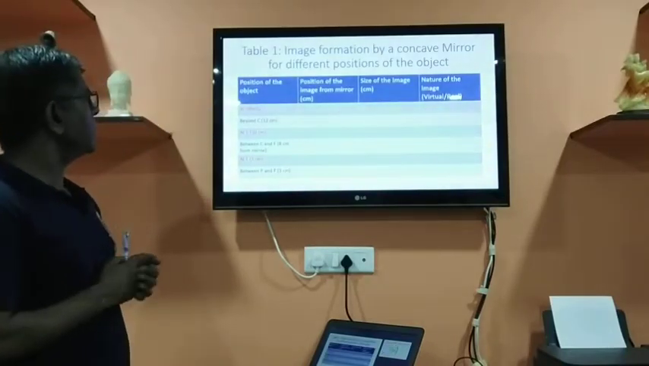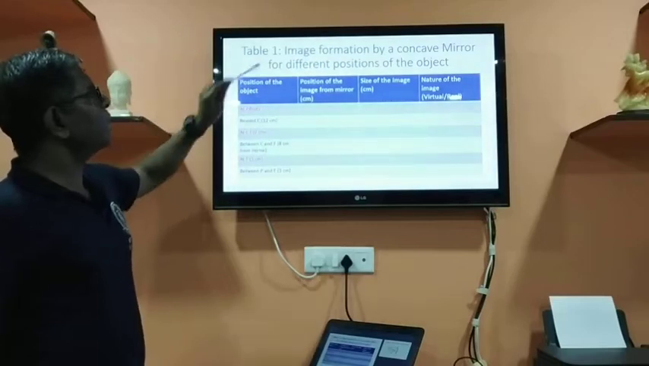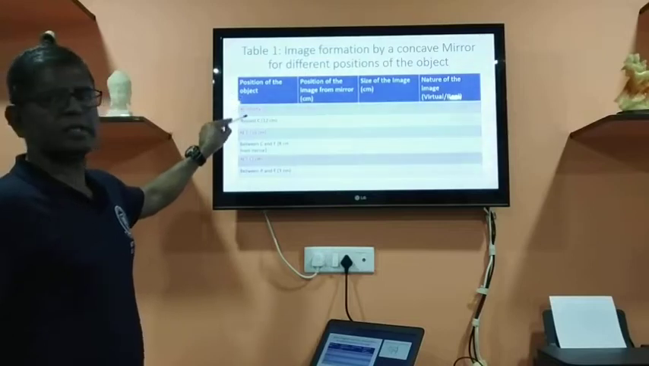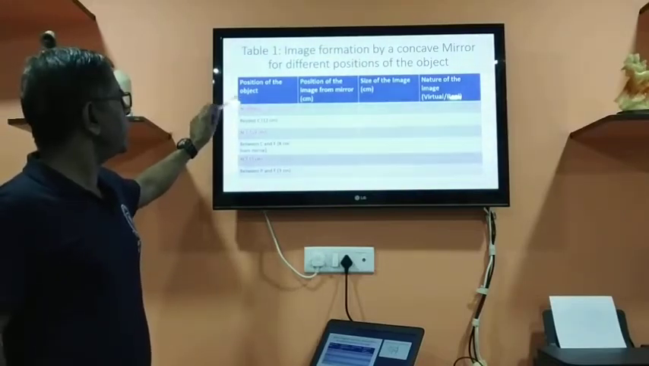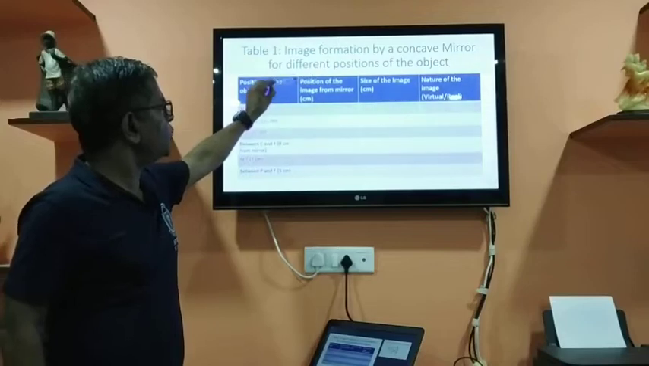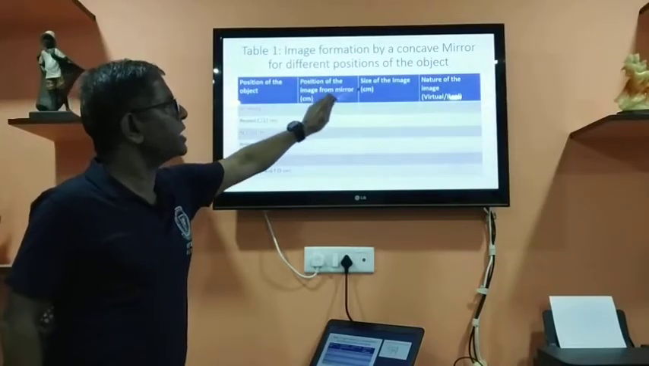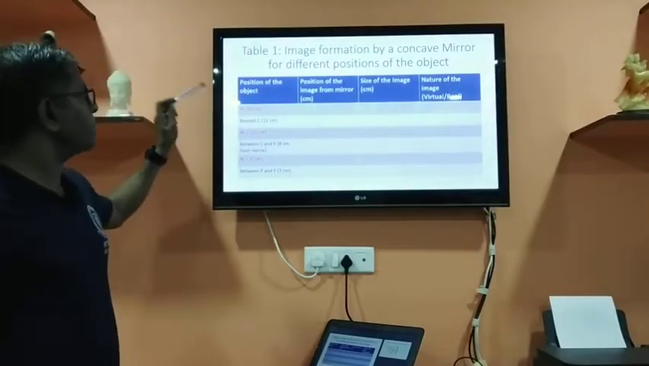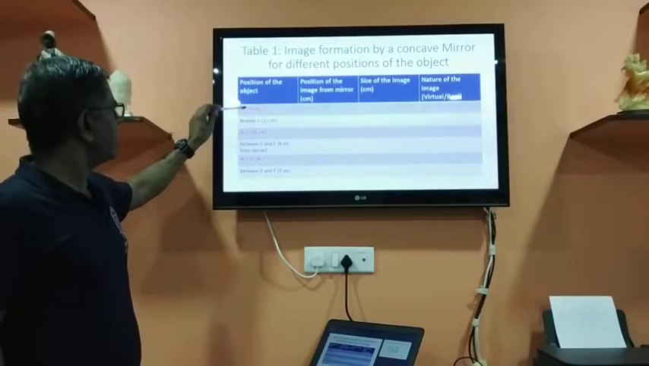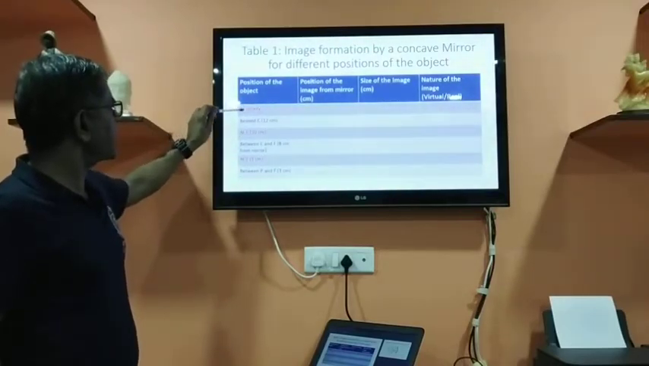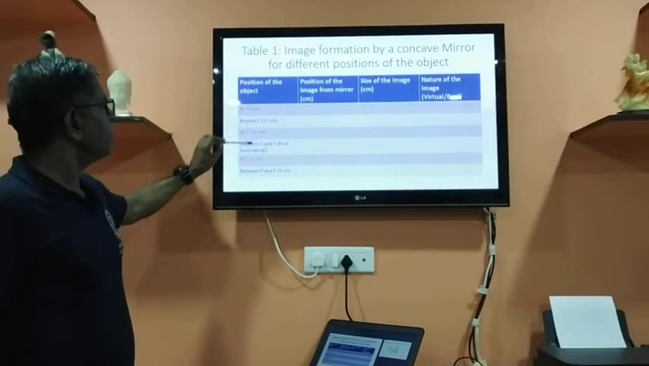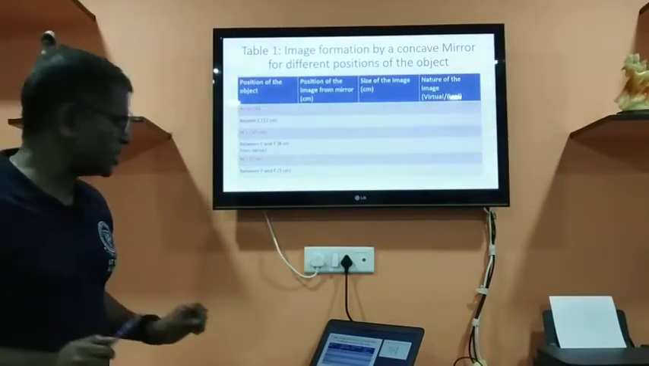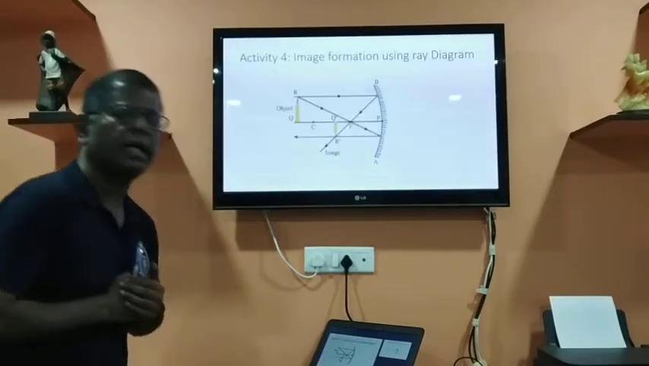Your assignment will look something like this. Make a table, find out the image formation by a concave mirror for different positions of the object. So in the first column, you will keep the object at infinity and note down the position of the image from the mirror, size of the image and the nature of the image. You have to complete this activity for all the 5 cases: at infinity, beyond C, at C, between C and F, at F, between P and F. So what I'm going to do is demonstrate one example and then you have to do the rest.